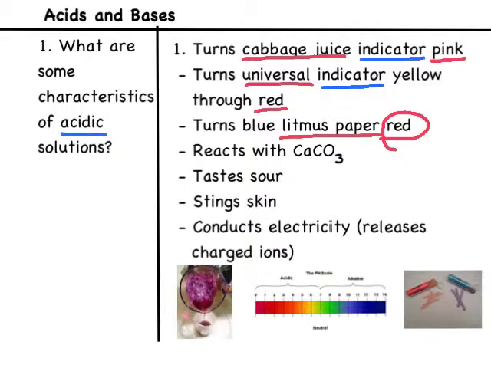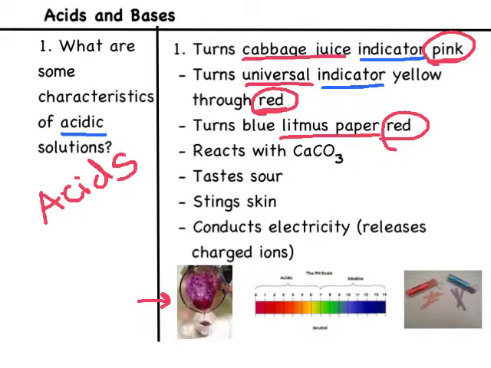So we see here that cabbage juice turns pink, which is a shade of red. Universal indicator turns red or reddish orange. Blue litmus paper turns red. So the key color for acids is red. Acids are, for the most part, going to be red when we put them on indicators. Down here, this is cabbage juice, this is the scale for a universal indicator, and this is what the litmus paper looks like. It turns the blue litmus paper red, and it doesn't turn the red litmus paper anything. It just leaves it red. So red is the key color for acids.